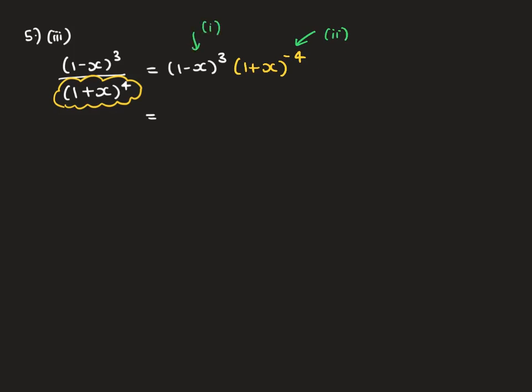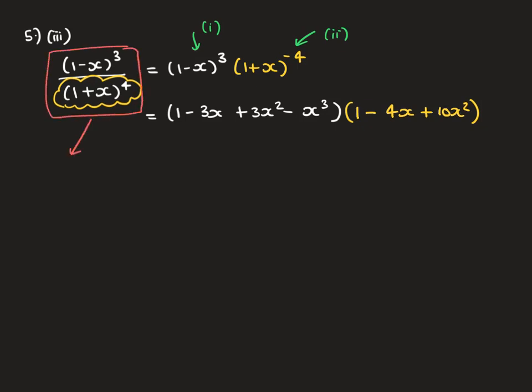So in part 1 we expanded (1 minus x) all to the power of 3 and we got 1 minus 3x plus 3x squared minus x cubed, which is now going to be multiplied by just the first 3 terms that we found for the expansion of (1 plus x) to the negative 4, which was 1 minus 4x plus 10x squared. Now the question wants us to find out how this result here could be written as approximately 1 plus ax plus bx squared.